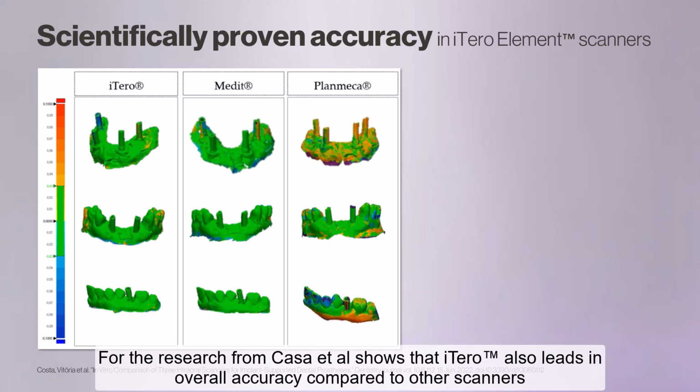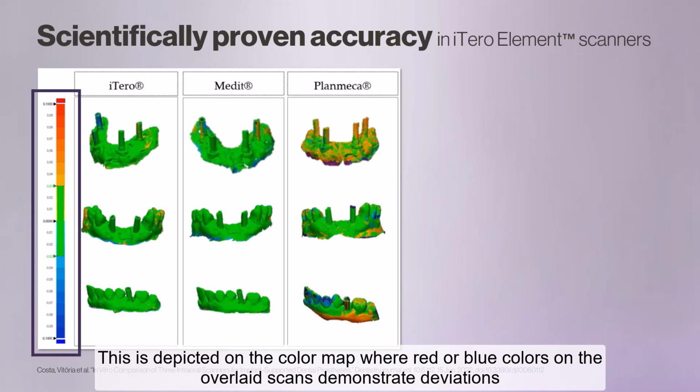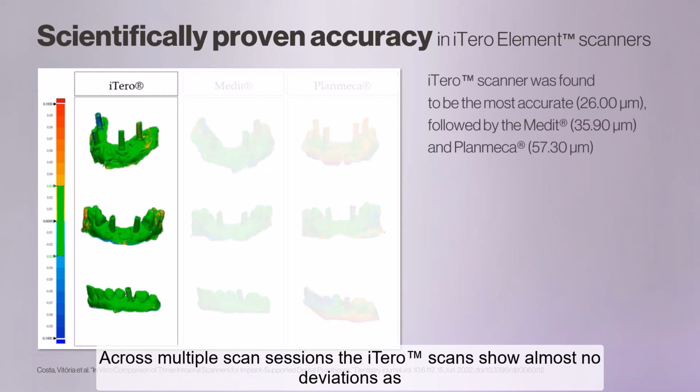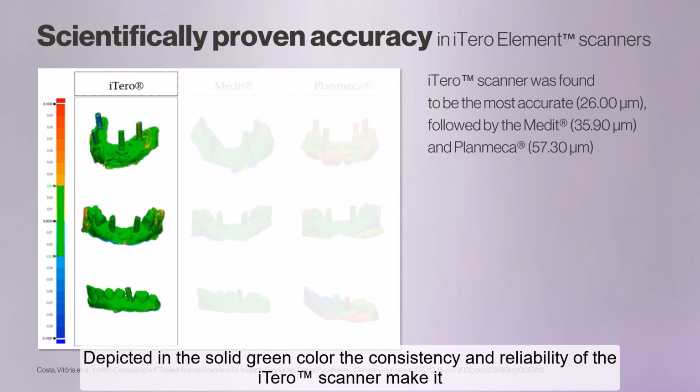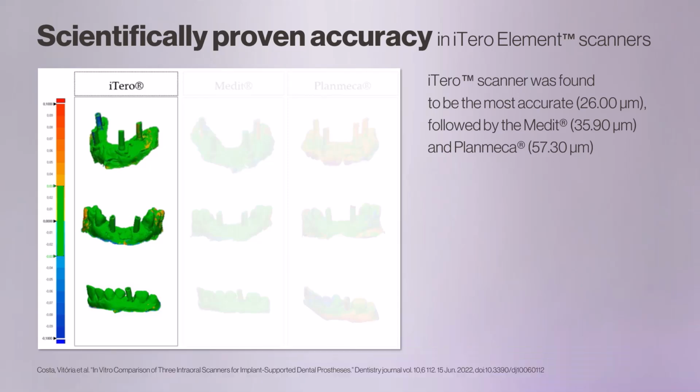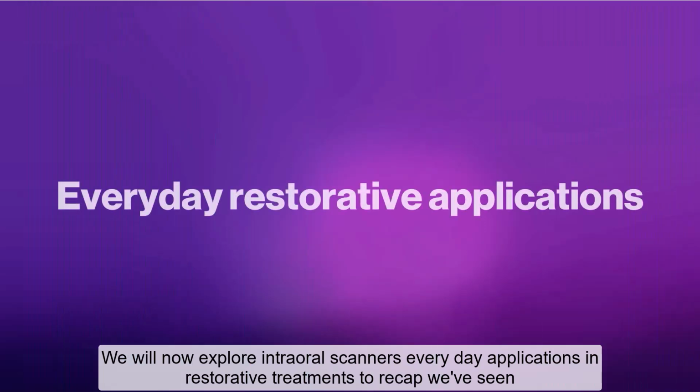Shows that iTero also leads in overall accuracy compared to other scanners. This is depicted on the color map, where red or blue colors on the overlaid scans demonstrate deviations across multiple scan sessions. The iTero scans show almost no deviations, as depicted in the solid green color. The consistency and reliability of the iTero scanner make it the top choice for accurate, successful implant restorations across both simple and complex cases. We will now explore intraoral scanners' everyday applications in restorative treatments.